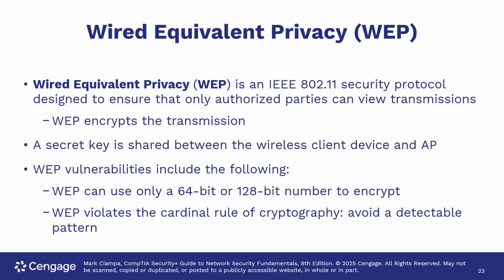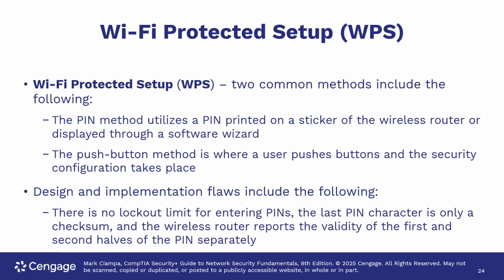Then you see here where WEP has vulnerabilities, including that it can only use a 64-bit or 128-bit number to encrypt, and that limits things. If you've been following your encryption, you know we have encryption levels of 2048, 4096-bit encryption. It also violates the cardinal rule of cryptography to avoid a detectable pattern. So WEP has these vulnerabilities.